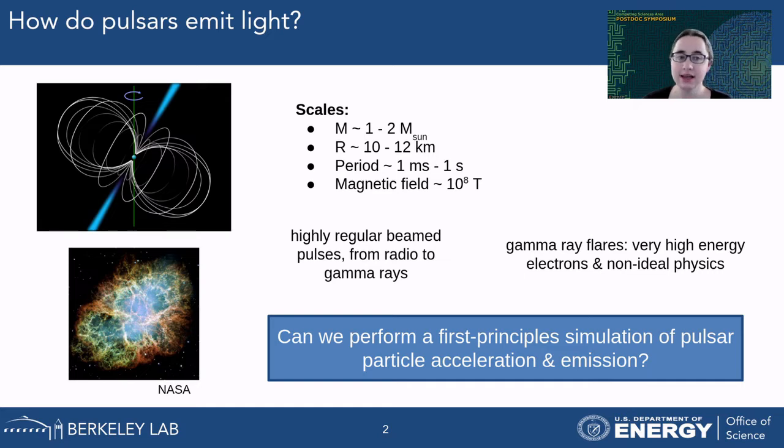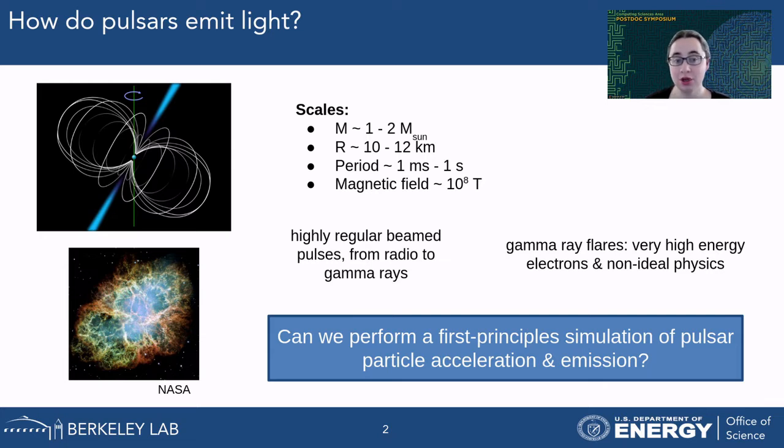But how is this light emitted? We have some sense that it has to do with radiation from charged particles accelerating in the magnetic fields, but we don't have a rigorous first principles model for it. And to further complicate or enrich the picture, pulsars are also home to some of the most energetic particles in nature.